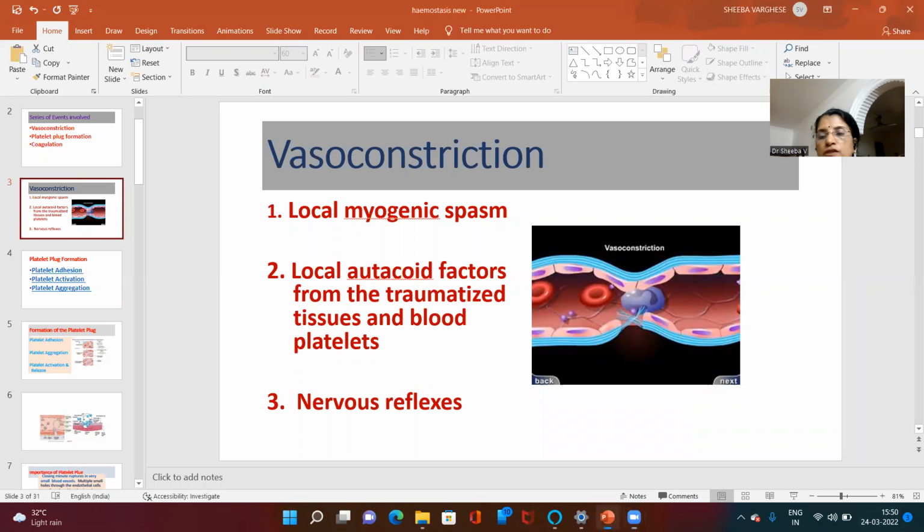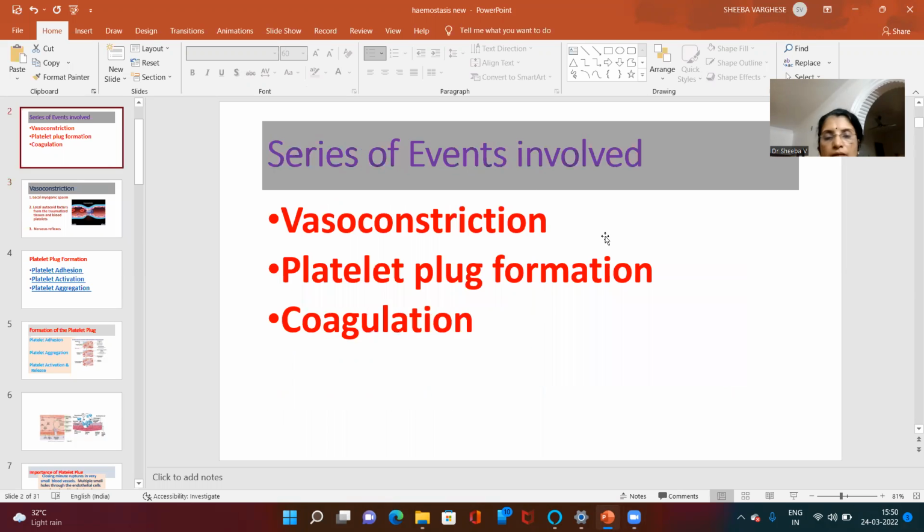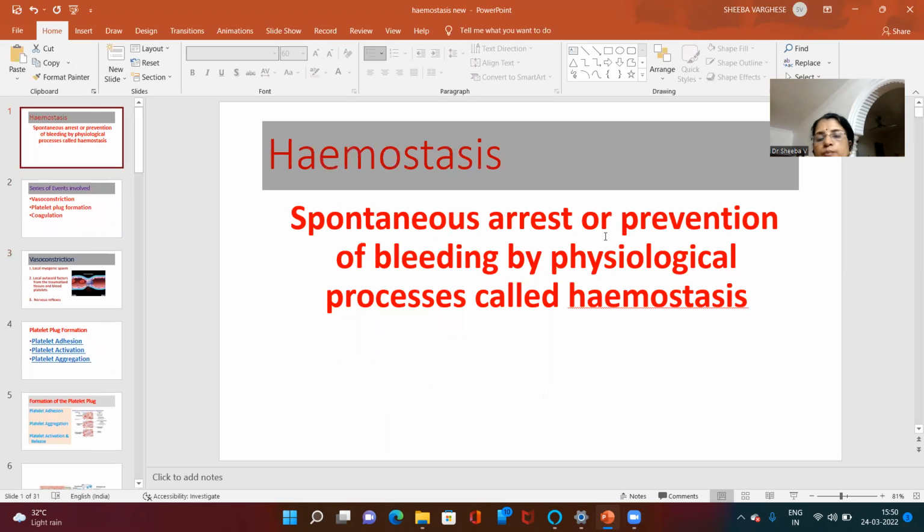What is hemostasis? Hemostasis is the spontaneous arrest or prevention of bleeding by physiological processes. Hem means blood, stasis means stops: the stopping of the loss of blood. That is hemostasis. It can be defined as the spontaneous arrest or prevention of bleeding by physiological processes.